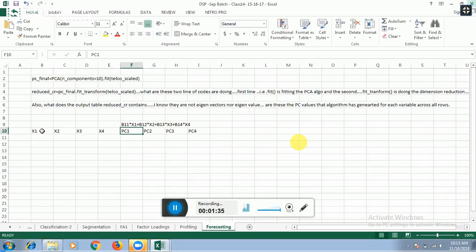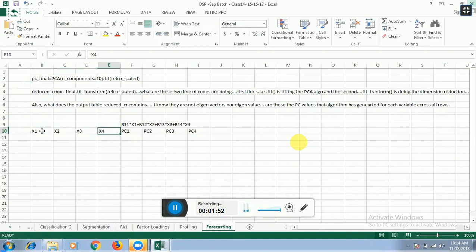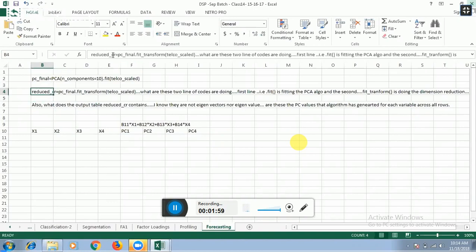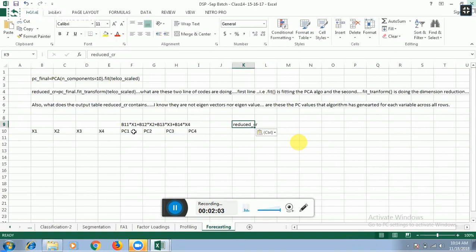So those values will be calculated based on these values. Whatever you are getting from the model, I mean the model is nothing but the factor analysis, the betas you will get from here, and the x1, x2, x3, x4 you are getting here, and you are just calculating the components. So the reduced one is nothing but these values you will have.